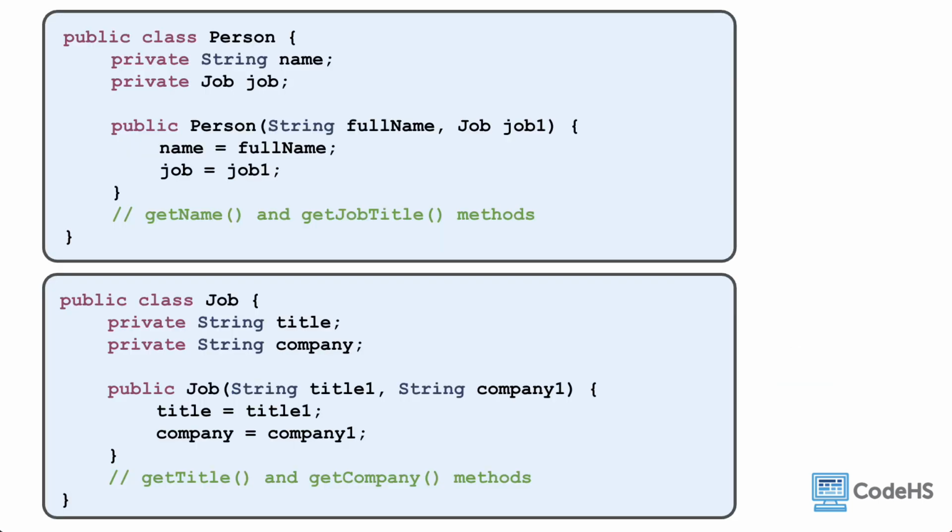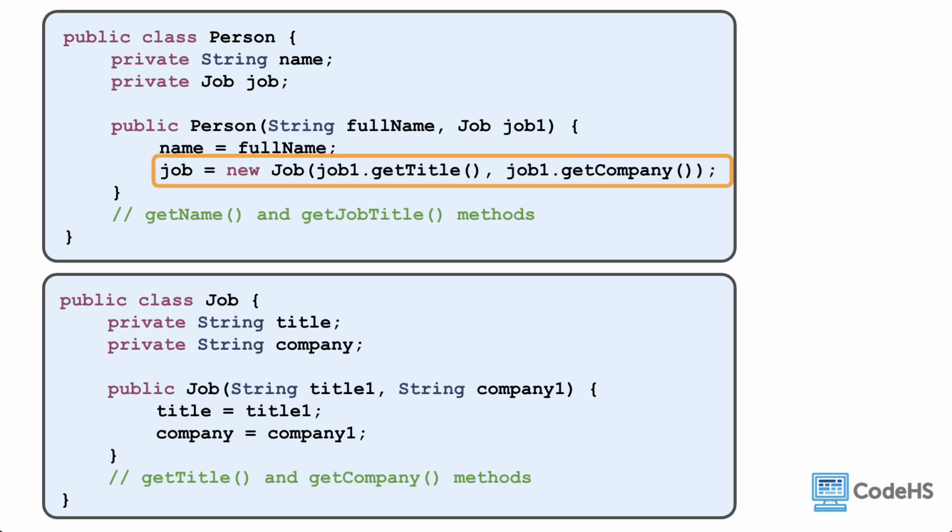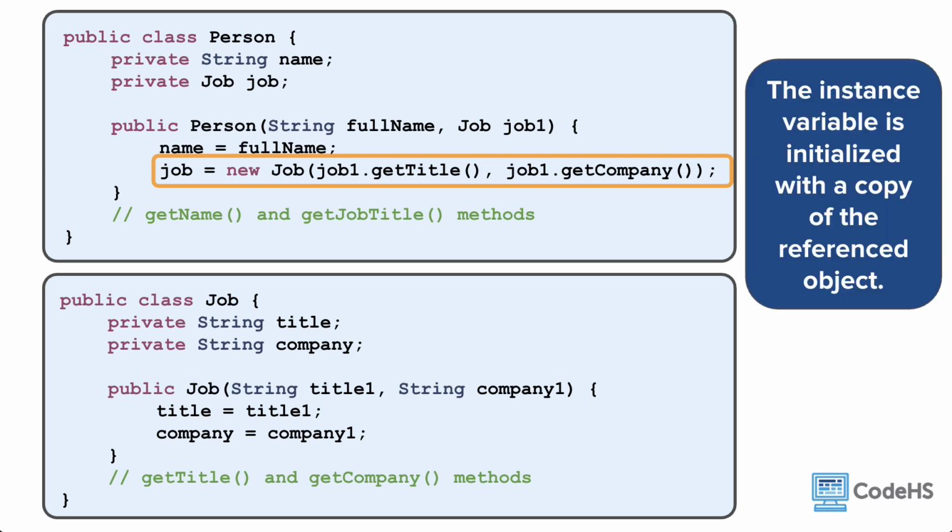Here are the two classes again, person and job. You can see where the job object is a parameter in the person constructor. At the moment, the reference to the original job object is passed in and stored in the job instance variable. To make a copy of that object instead, you can use the parameter and its instance methods, getTitle and getCompany, to create a new job object that is stored in the instance variable. In this way, the instance variable is initialized with a copy of the referenced object, preventing any undesired changes to the original job object.